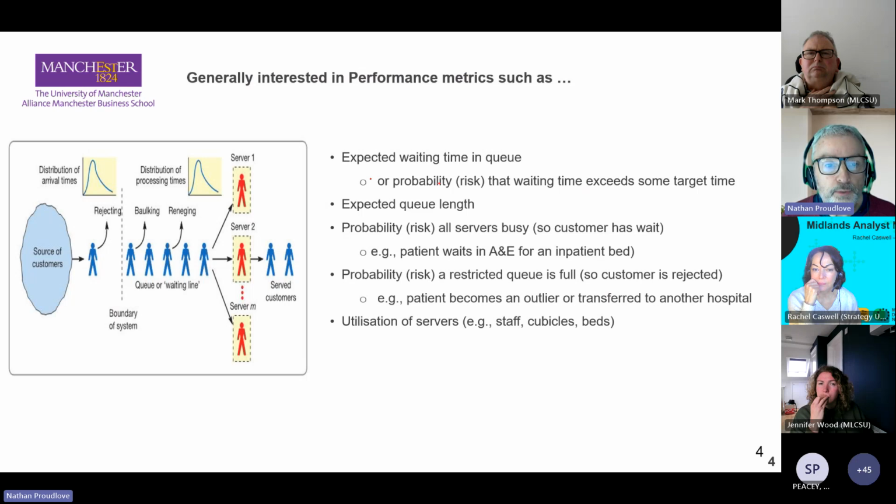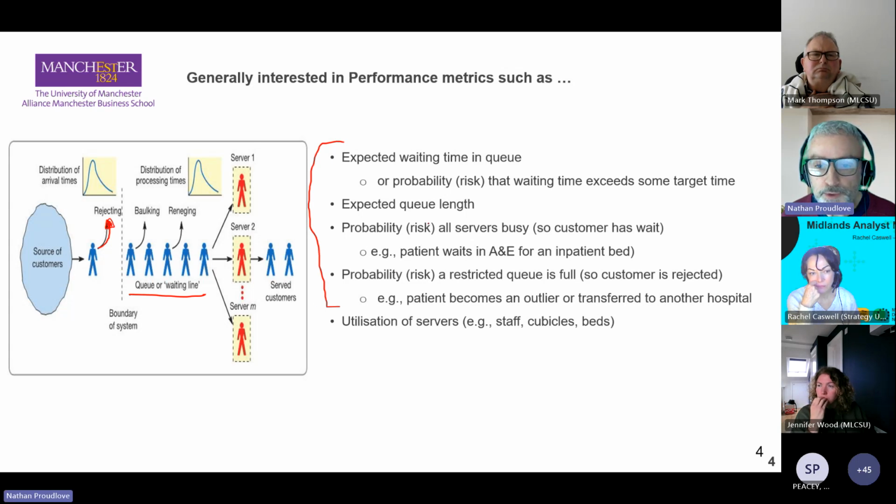And the sorts of things that we often look to measure as metrics to see how our system's performing are things like how it behaves from the patient's point of view, how long they might be waiting on average in the queue, how long that queue might be, how many patients on trolleys there might be on average, the risk that all the servers are busy so that they can't go straight to a bed or a cubicle when they need one, or the risk that if a queue has a maximum size or you can't queue at all, that actually they won't be able to come in, they'll have to go somewhere else.